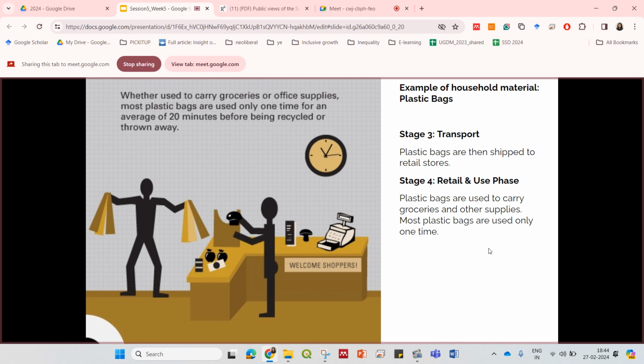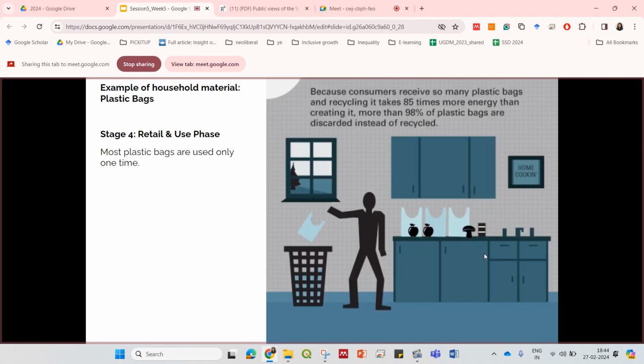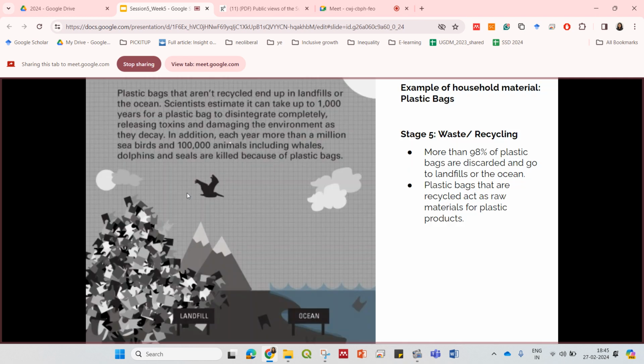Most plastic bags are used only one time, and they are mostly used for an average of 20 minutes before either they are recycled or thrown away. So again, focusing on the retail and use phase, plastic bags are either used for carrying your supplies or even at the retail stores, as we saw here. Then comes the last stage, which is the waste or recycling stage of the plastic bag.